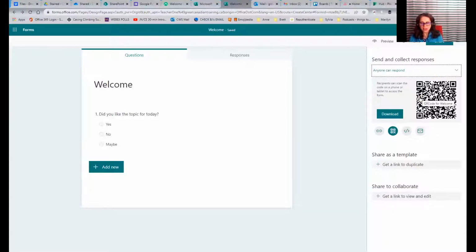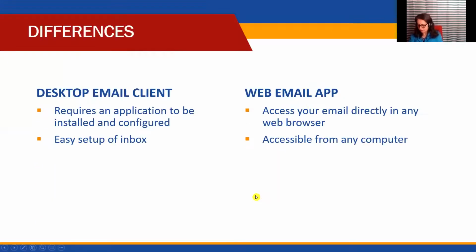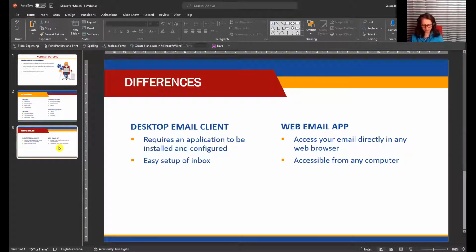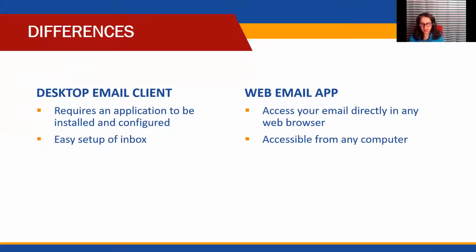Okay. So now we're going to go on to learn about the differences between Outlook Desktop and Gmail. So first of all, I want to explain the differences. So we have a desktop Outlook, which requires you to install the application and configure it for your email. They have a very easy setup to set up your inbox.